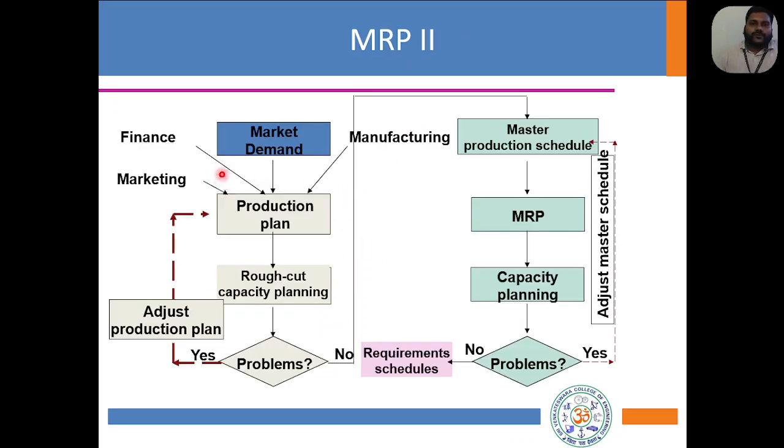So how does this work? The market demand is fed into production planning. Rough cut capacity planning is done. If there are problems, the production planning has to be adjusted. If there are no problems, it is sent to the MPS, master production schedule, followed by the MRP, then capacity planning. If there are no problems, requirements are scheduled. Once the requirements are scheduled, it is sent through the MRP to procurement, then production is initiated. In production planning, finance, marketing and manufacturing departments have to be taken into account. This is one important phase in MRP2.